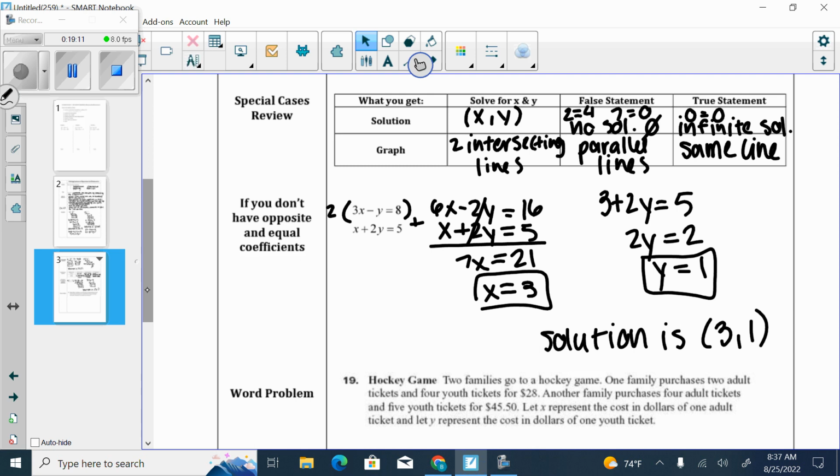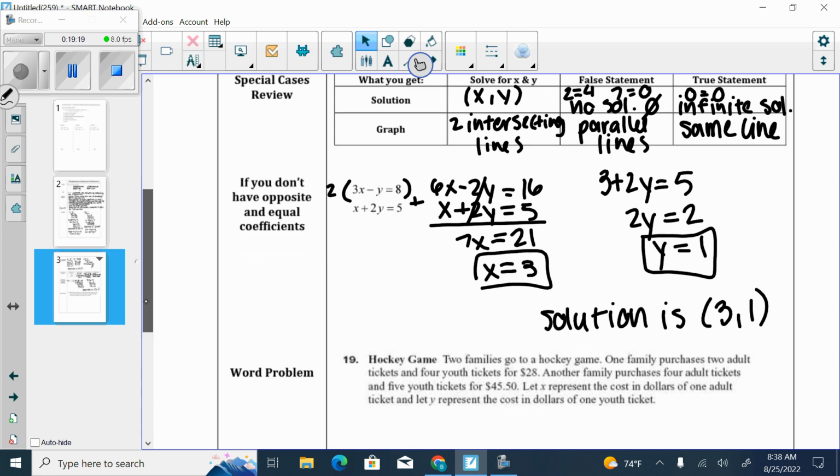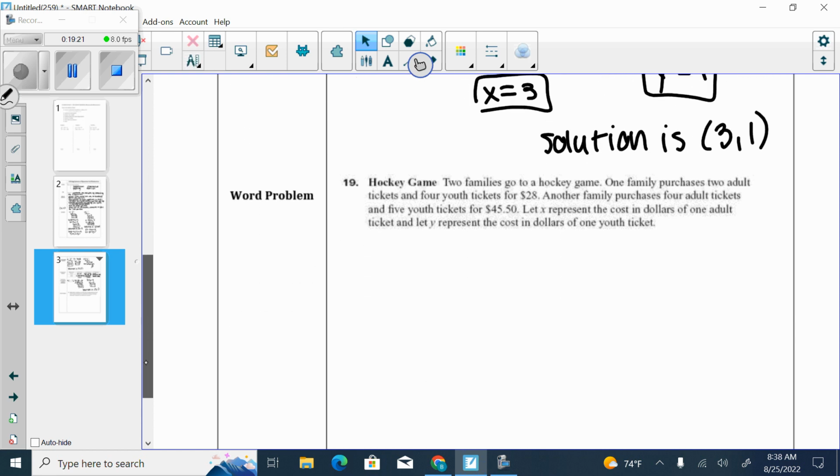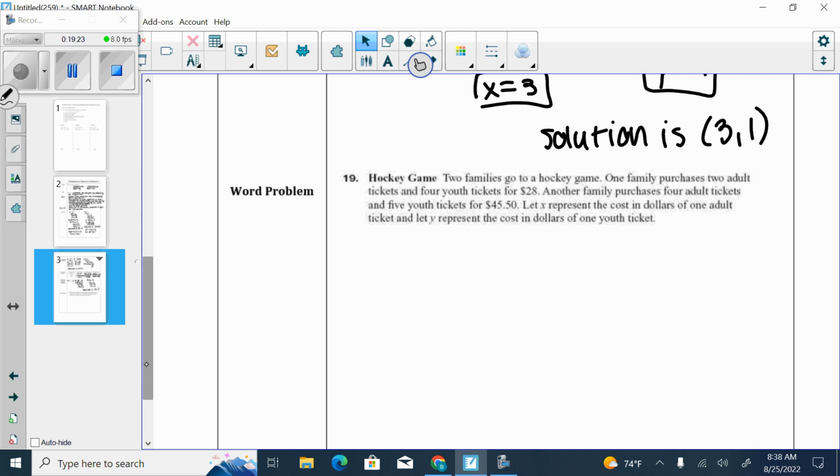So sometimes that happens. Sometimes you are going to have to multiply one or maybe both of your equations by something to fix it, all right? Okay, and then the last question is a word problem. So we are going to solve it using elimination, but we set the equations up just like we would on those ones that you guys were looking at yesterday on the substitution side of things, okay? So it says that there's a hockey game.